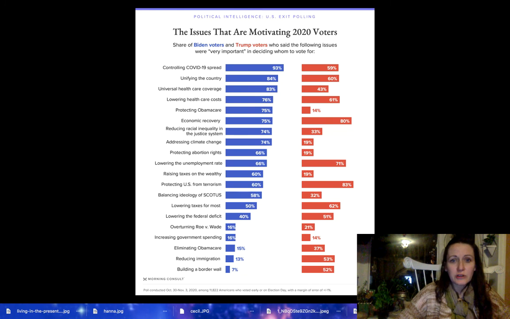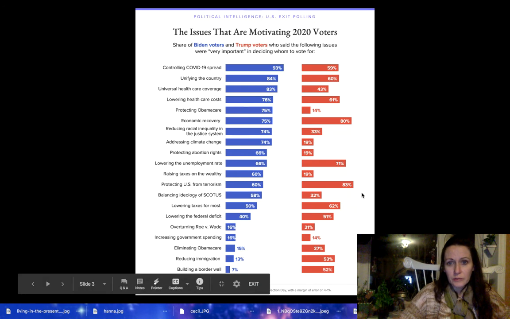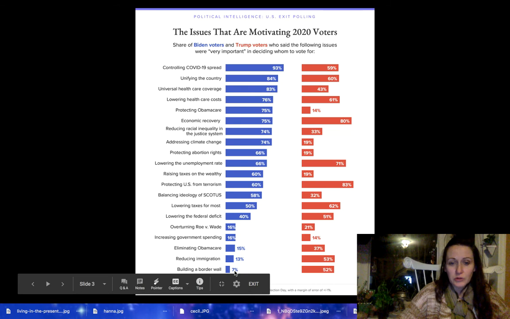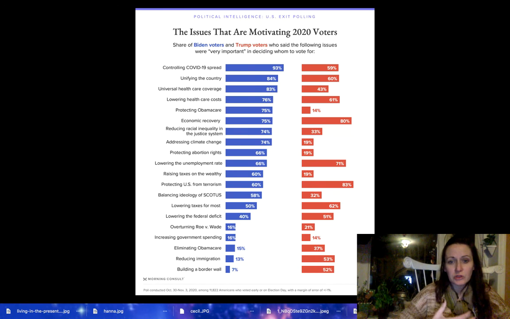Share of Biden voters and Trump voters who said the following issues were very important in deciding who to vote for. Controlling the spread of COVID-19 was extremely important to Biden voters, and still more than half for Trump voters as well. What were the most important things for Trump voters? You see protecting from terrorism, economic recovery. Then you look at things like building a border wall, which was only 7% for Biden, but 52% for Trump, right? These are the kind of polls campaigns always use as they structure where they're going to go next.